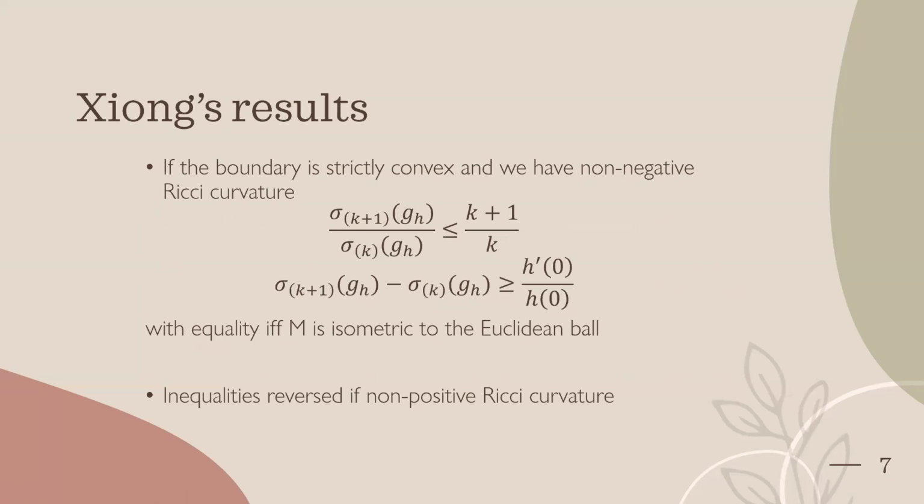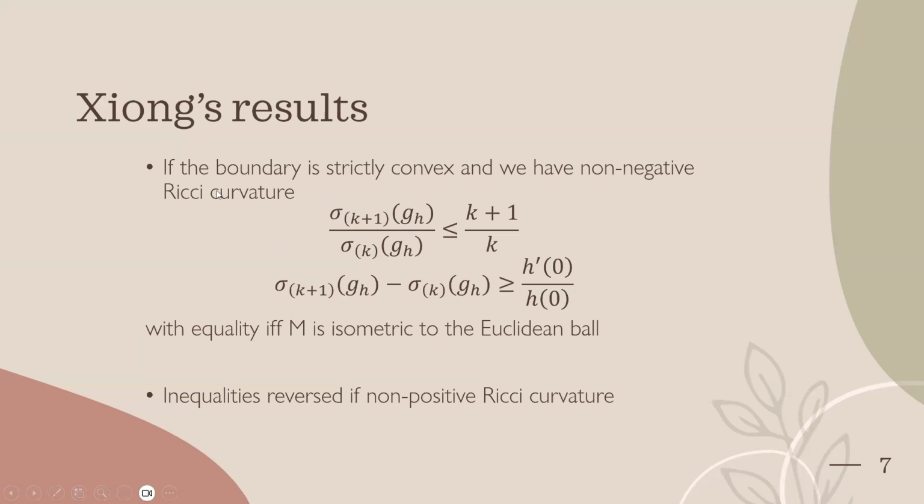Going back to our balls with revolution type metrics, they have been studied previously by Xiong, but he added two more assumptions. So first of all, he assumed the boundary to be strictly convex, and also he added an assumption on the Ricci curvature. So he considered either non-negative Ricci curvature or non-positive Ricci curvature. And he obtained upper and lower bounds for the spectral ratio and the spectral gap.